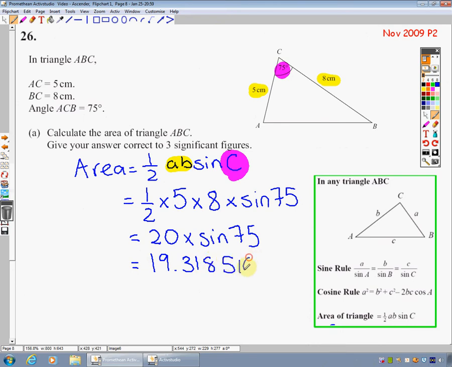Okay, the question actually says though, give your answer correct to 3 significant figures. So, 3 significant figures, I'm going to look, 1, 2, 3. So it's going to stop there somewhere. So draw my line, have a look. This number is less than 5, so it means that this number is going to stay the same. So you're going to be left with 19.3. This is the area of a triangle, so you should remember you need to put in your units. So it's measured in centimetres, so we have 19.3 centimetres squared.